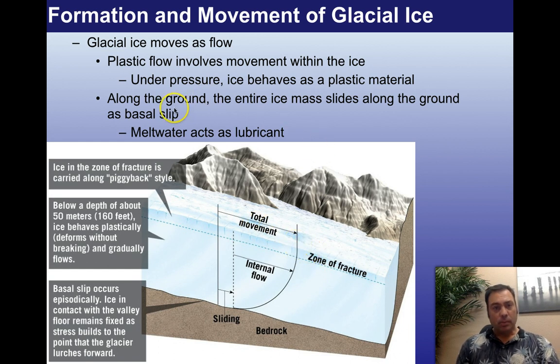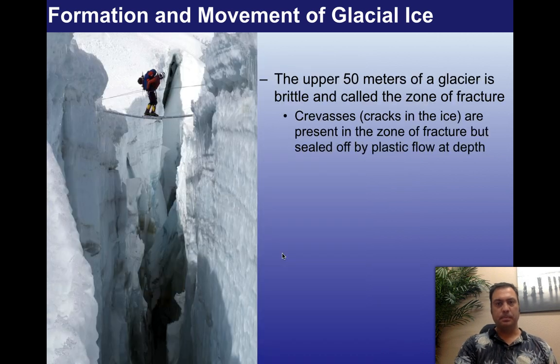Along the ground, the entire mass slides along the ground as basal slip, and meltwater acts as a lubricant. So there's meltwater that will be moving right along the bottom as well. It's kind of like a river in some respects, and it's like a landslide. It's kind of a hybrid of the two, and we'll be coming into a discussion of why this is faster right here. But it's akin to the flow of a river, if you remember the lecture on surface flow of rivers and water.